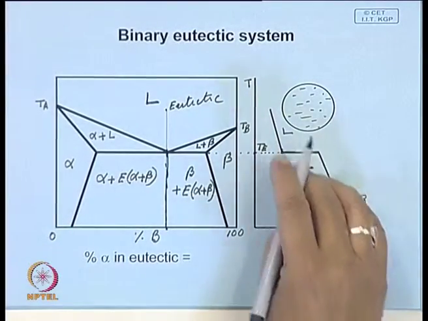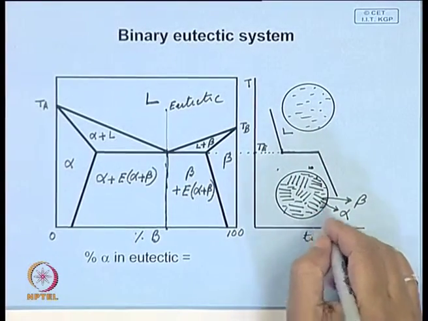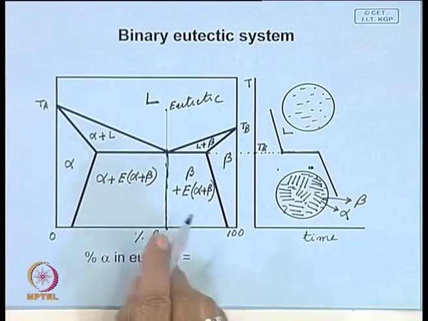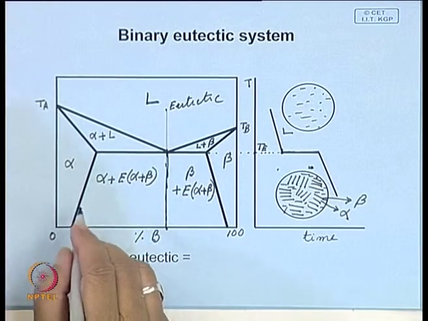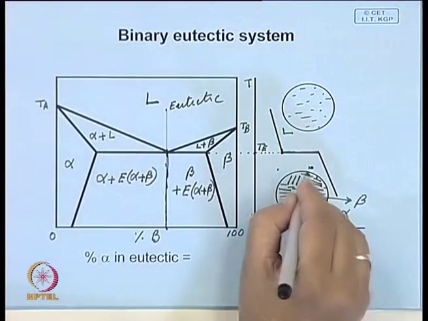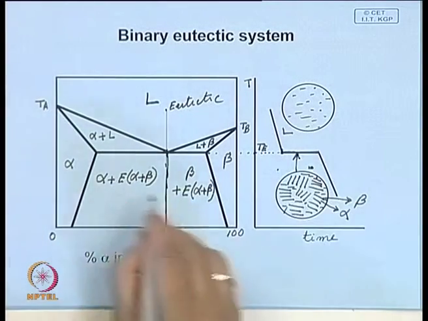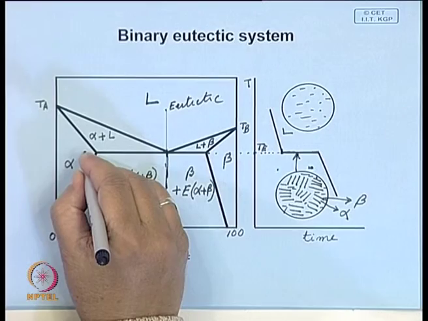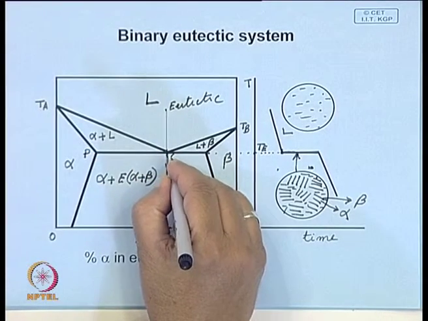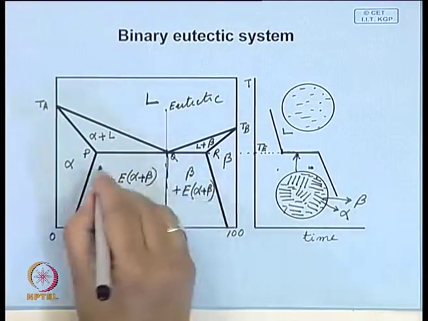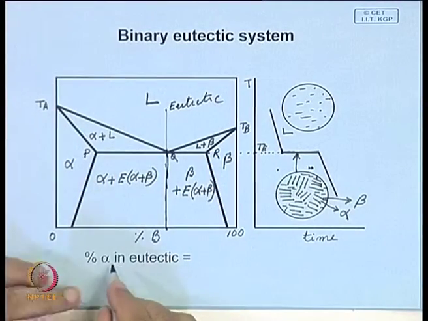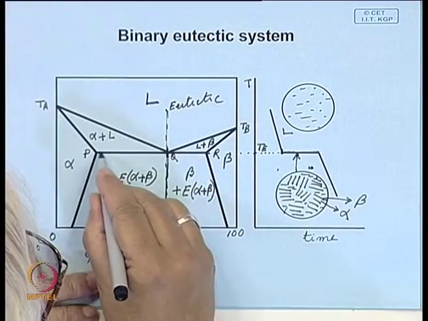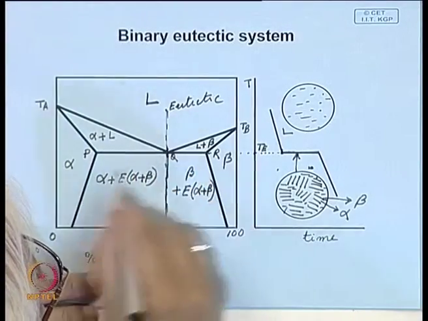So, the entire structure will be an intimate mixture of two phases alpha and beta, and this amount you can find out from the phase diagram using lever rule. Say suppose we say that at this eutectic point, what is the amount of alpha? How will you find out? Let us name this point P, this eutectic point is Q, this point is R. Then percentage alpha in eutectic, we apply lever rule, this is the composition of the alloy and this is the eutectic temperature.